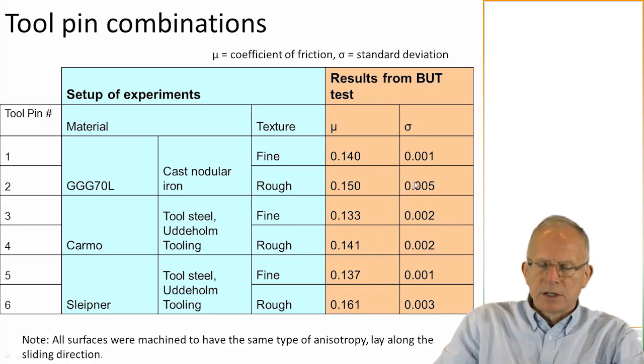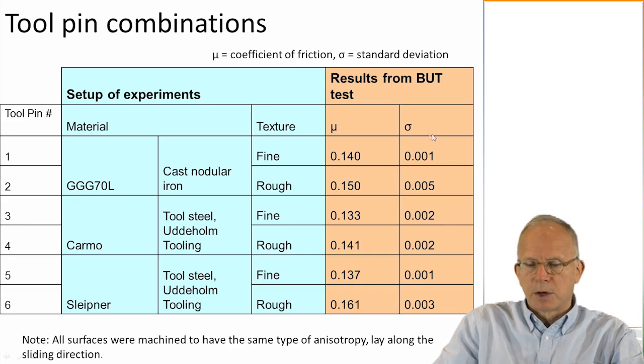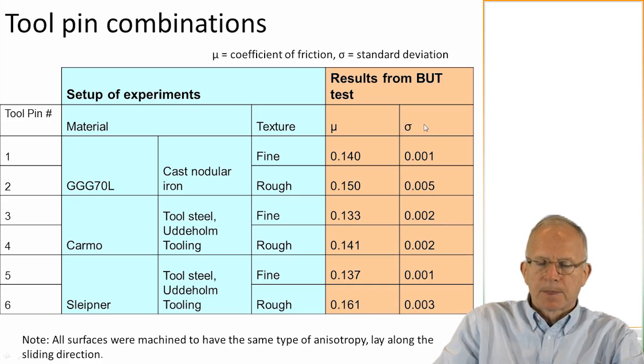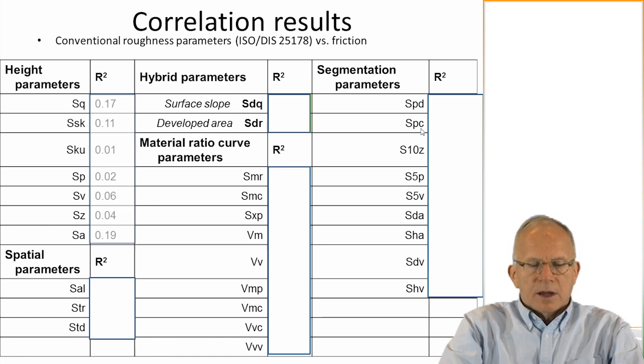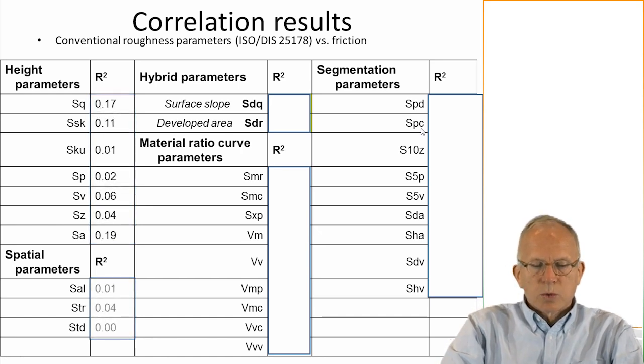So one of the things we see that's a bit unusual in tribology experiments is a very low coefficient of variation, which is the ratio between the standard deviation and the mean. This is the mean friction coefficient and the standard deviation. All right, so how do these correlations work out?